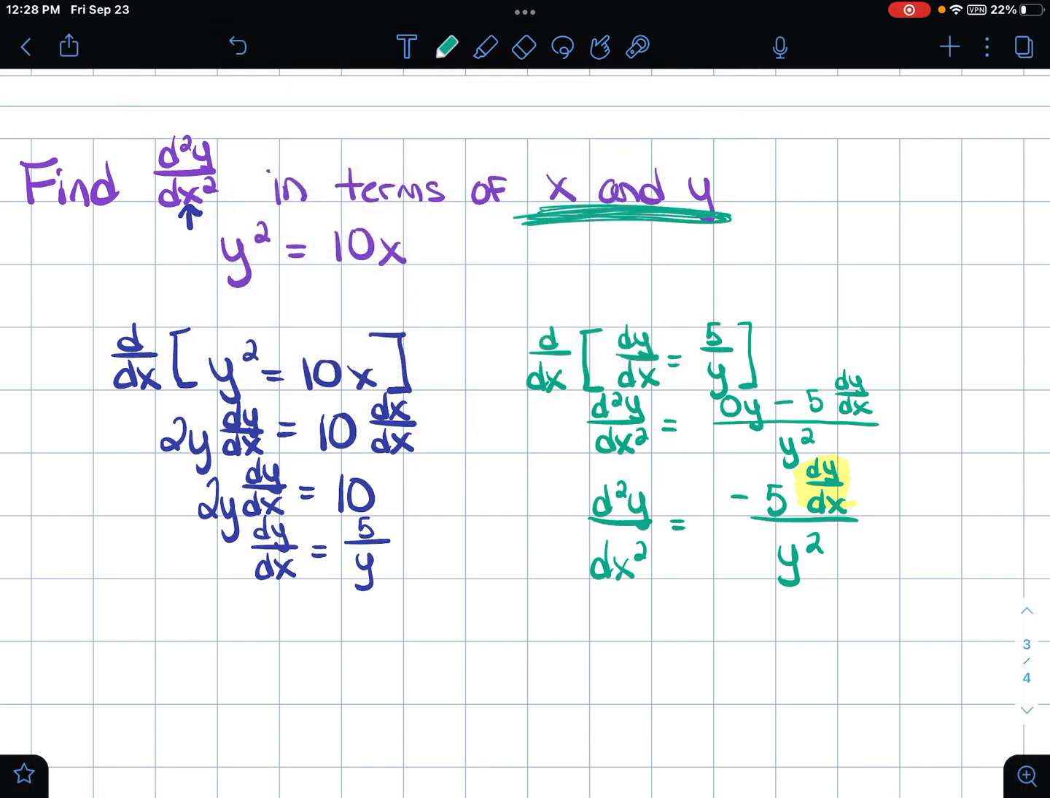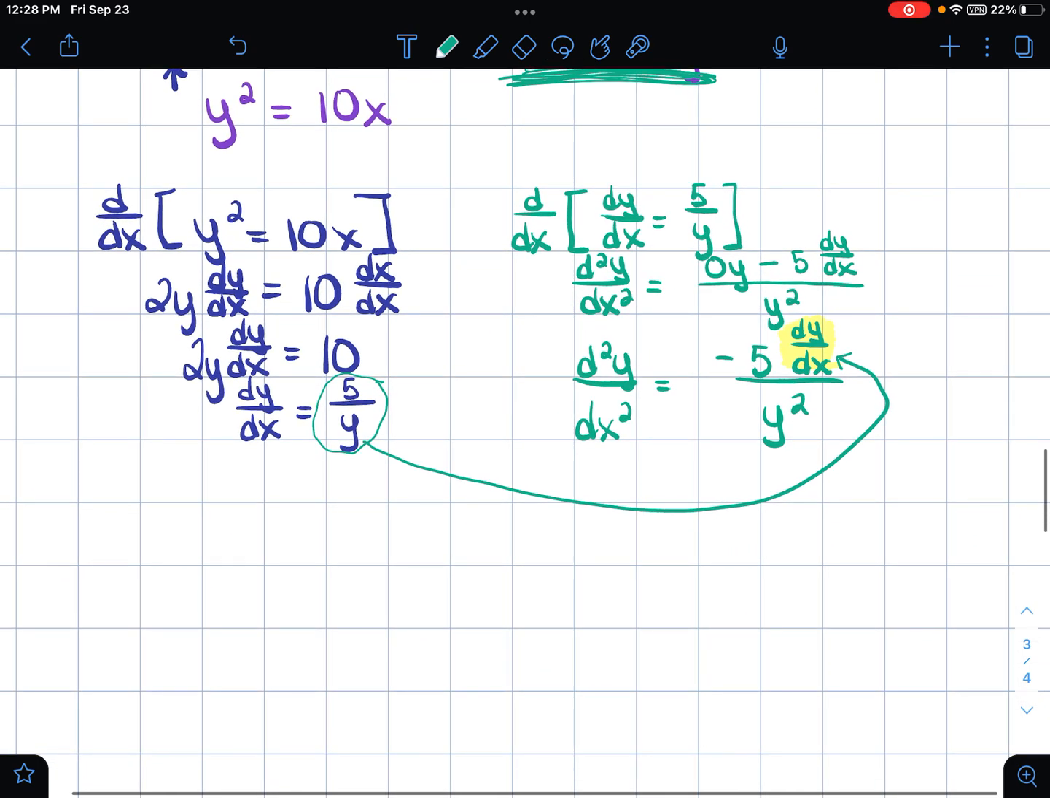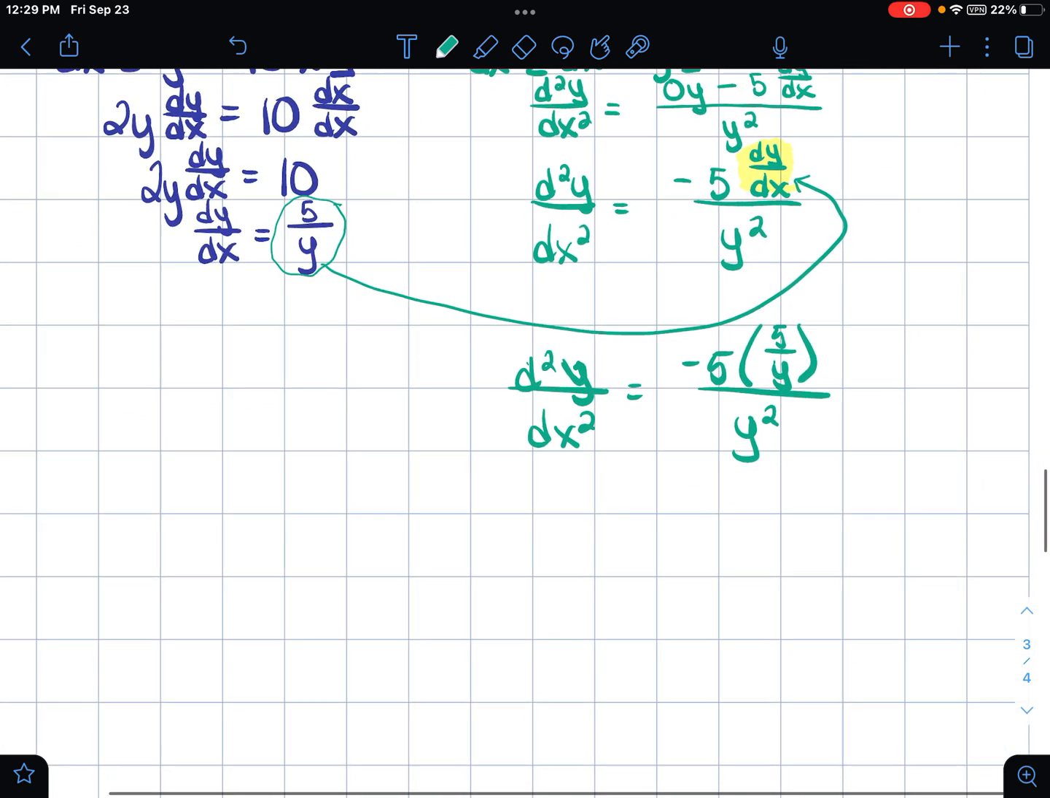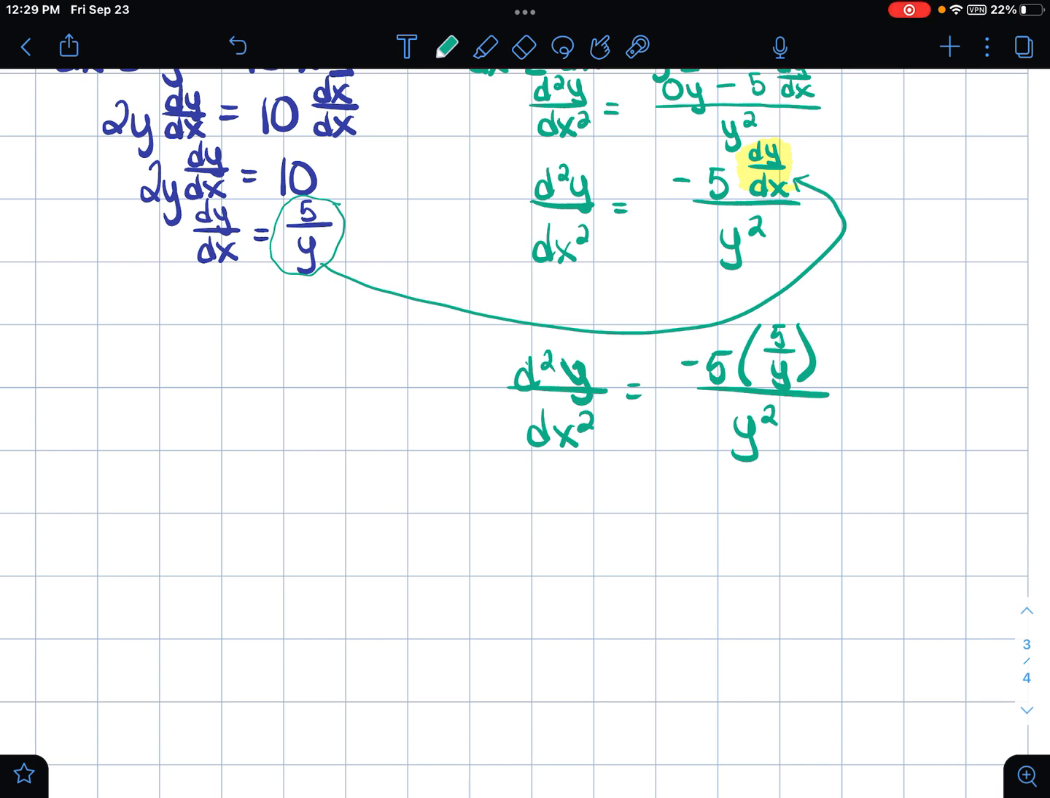Okay, the way we can do that is because we know that dy over dx is equal to 5 over y. So I can do a direct substitution. I can replace that dy over dx with 5 over y. So let's do that. d squared y over dx squared equals negative 5 times 5 over y. There is no way in the world a multiple choice answer would ever leave this in this form. So let's do some simplifying.